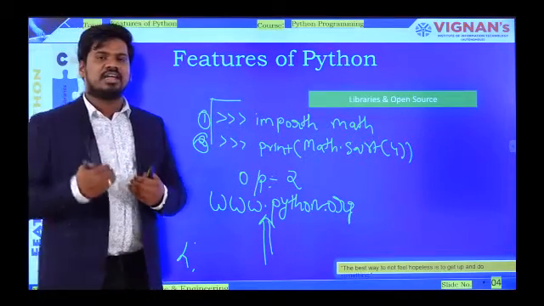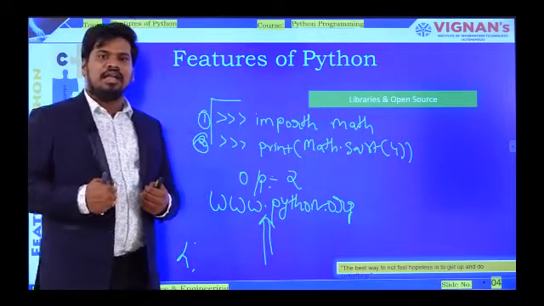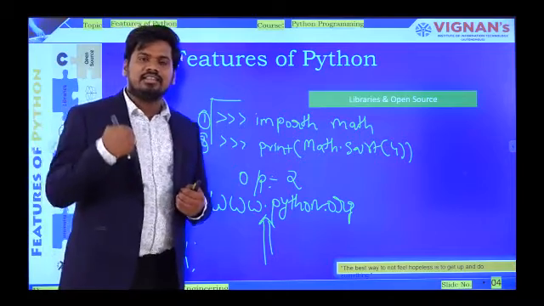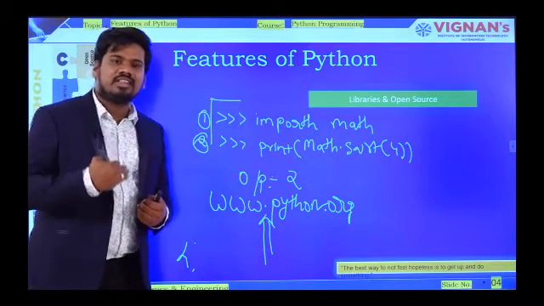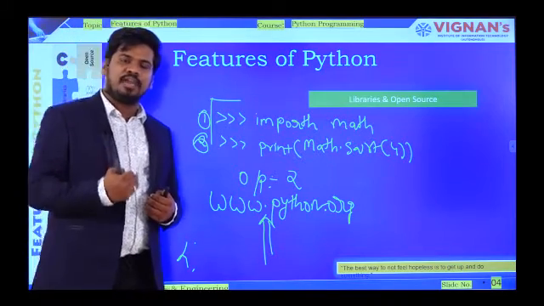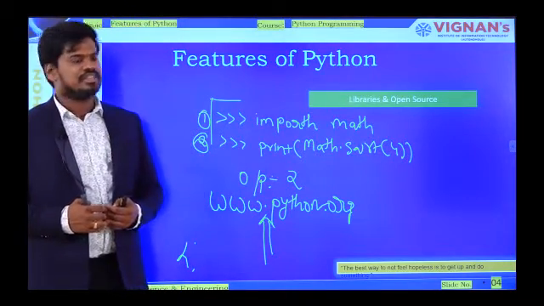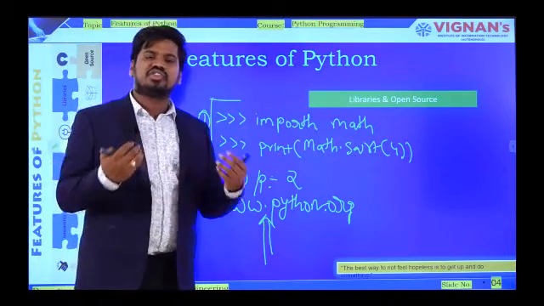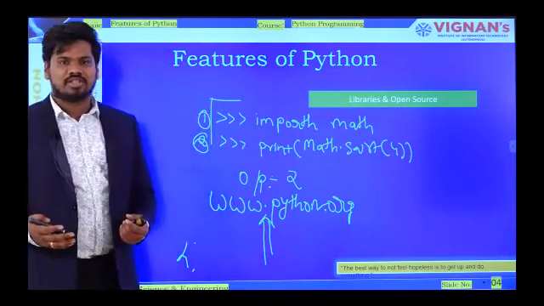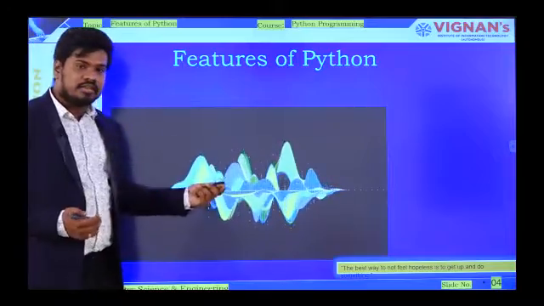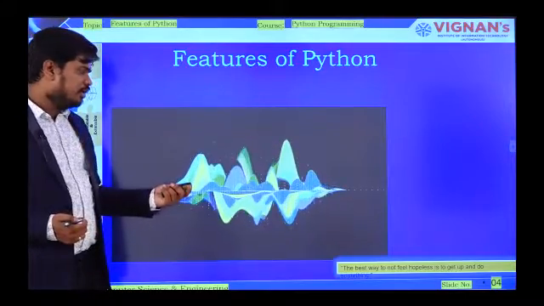I just want to remind you once again what features I have explained. The first feature is Python is simple, and the second is Python is an interpreted programming language, and the third is Python is portable, and the next is Python is embedded and extensible, and the next is Python is a rich source of libraries, and Python is an open source programming language.